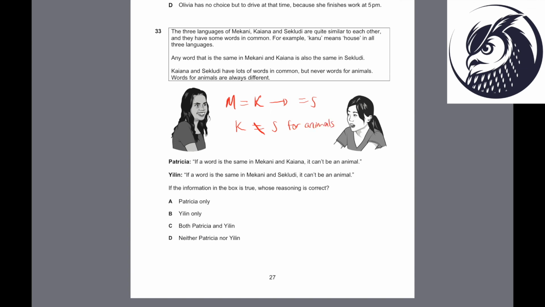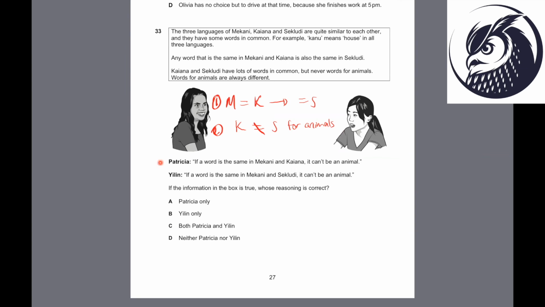All right, so now let's have a look at Patricia's statement. Patricia says, if a word is the same in Mekani and Kayana, it can't be an animal. So let's follow what she's saying. We know the word is the same in Mekani and Kayana, and based on the first condition, we know that it also will be the same in Sakludi. But we also know from the second condition that Kayana and Sakludi can't have the same word for animals.